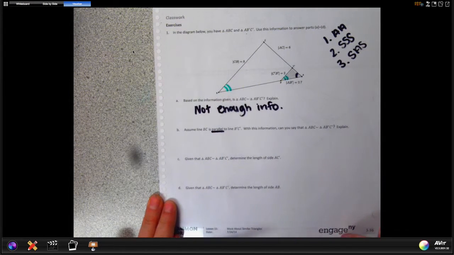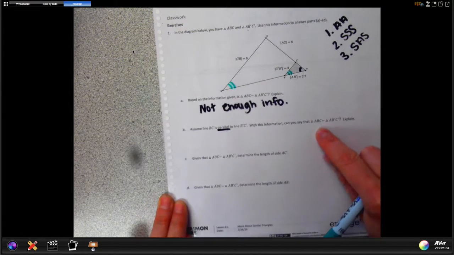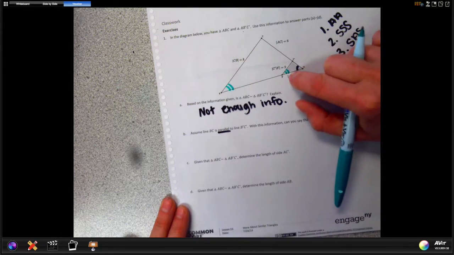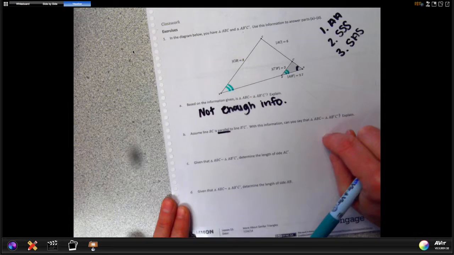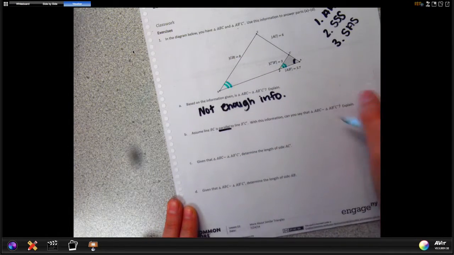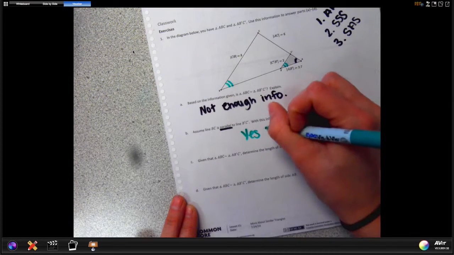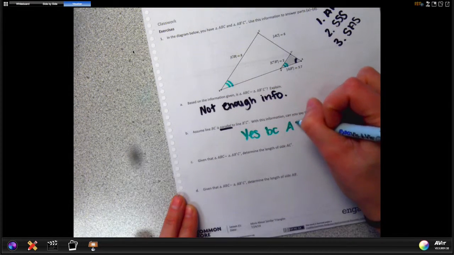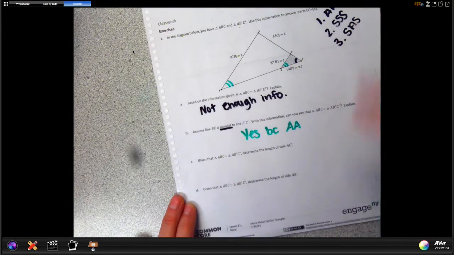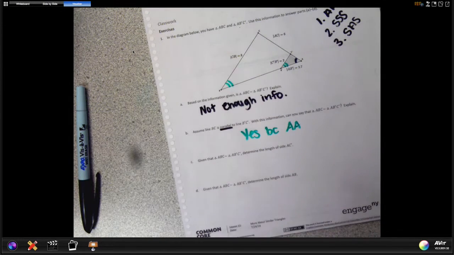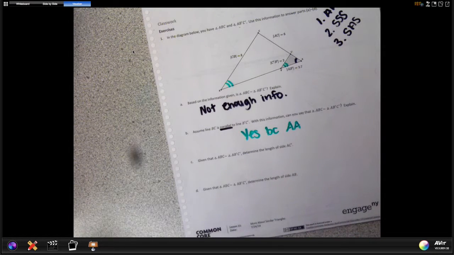So now it says, are these similar? And now we have one angle, angle A, and also angle B that are congruent. So we can use AA. So we're going to say, yes, these are similar because of the angle-angle similarity theorem that we learned about yesterday.